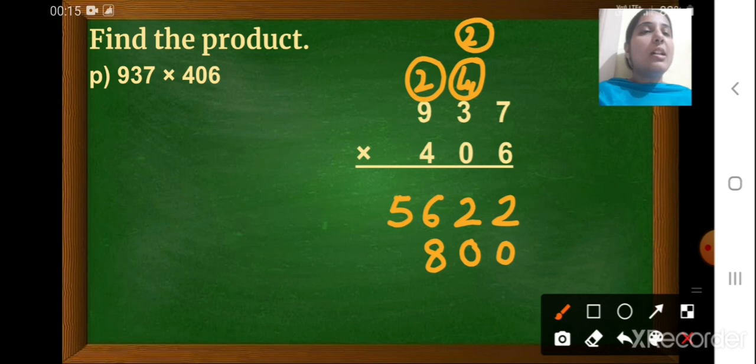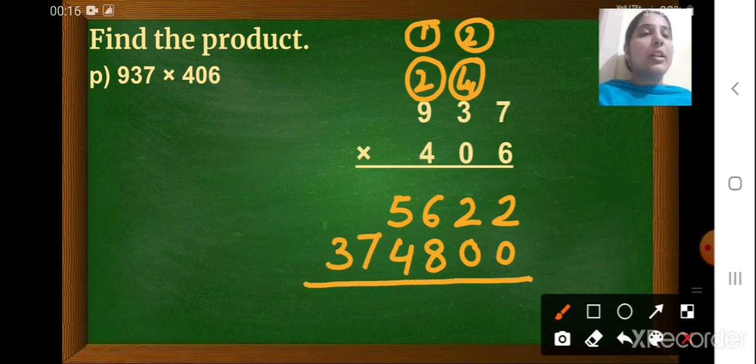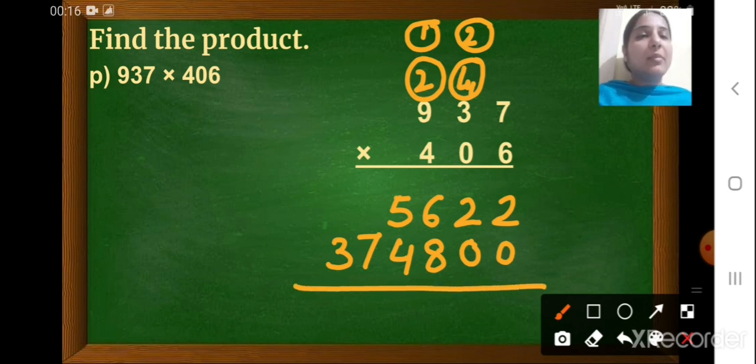So 3 fours are 12 plus 2, 14. So 4 we will write here. 1 will be carried over to the next place. Now 9 fours are 36 plus 1, 37. Okay, that we have already done. So now let's add them.